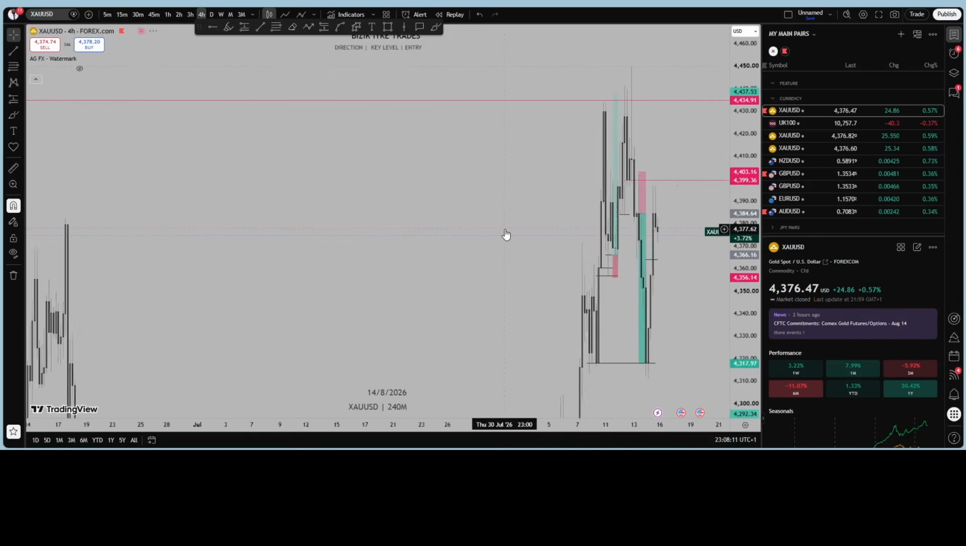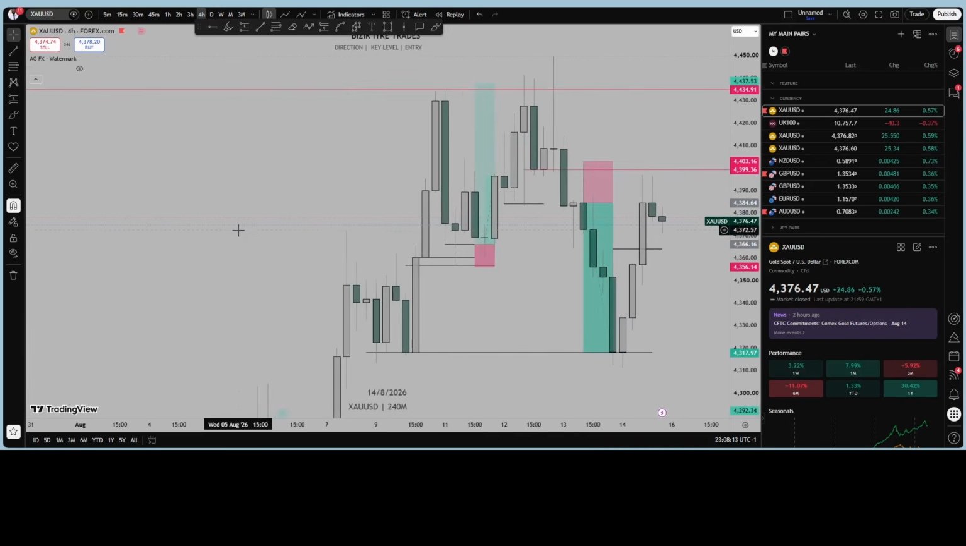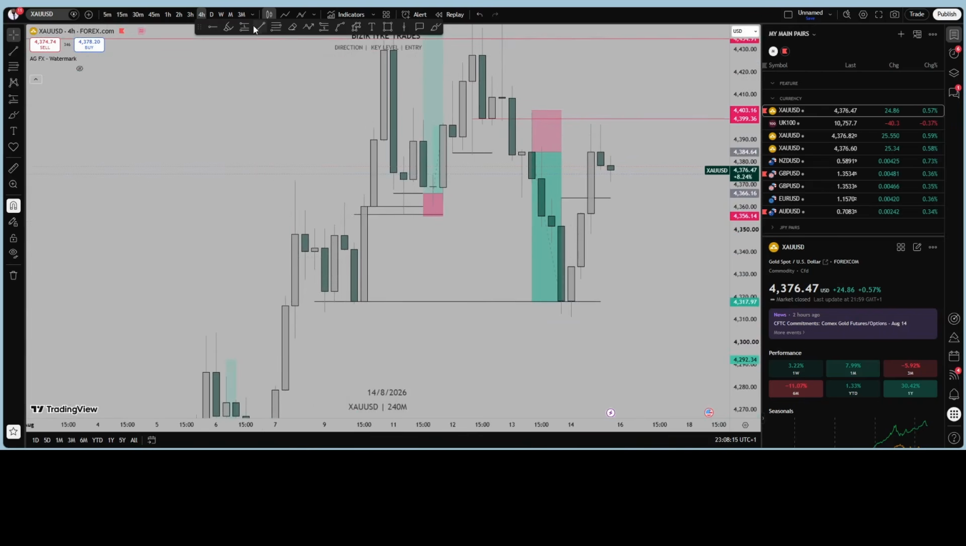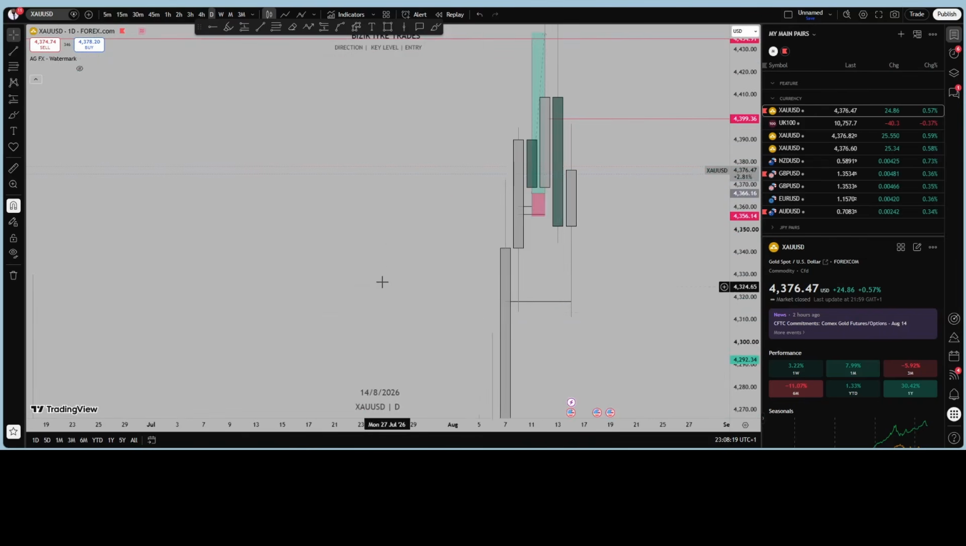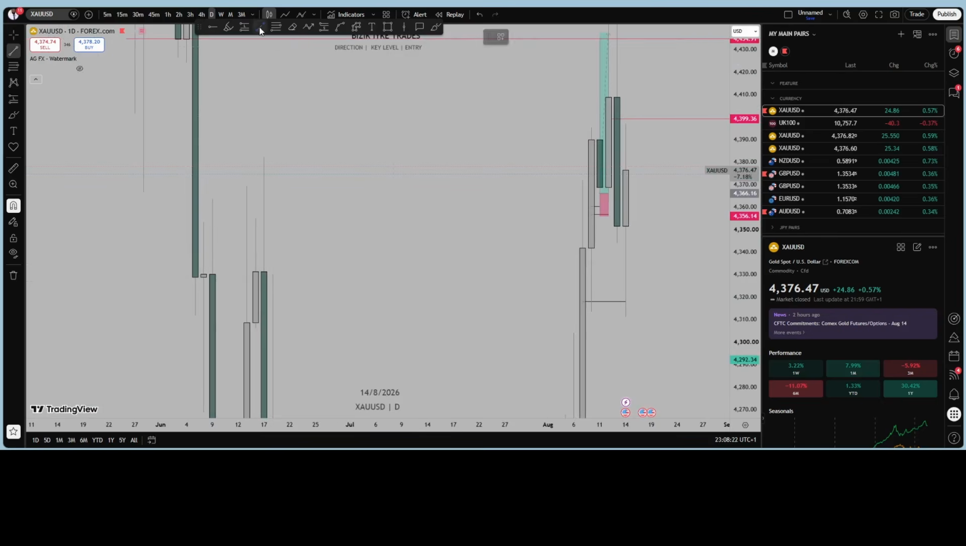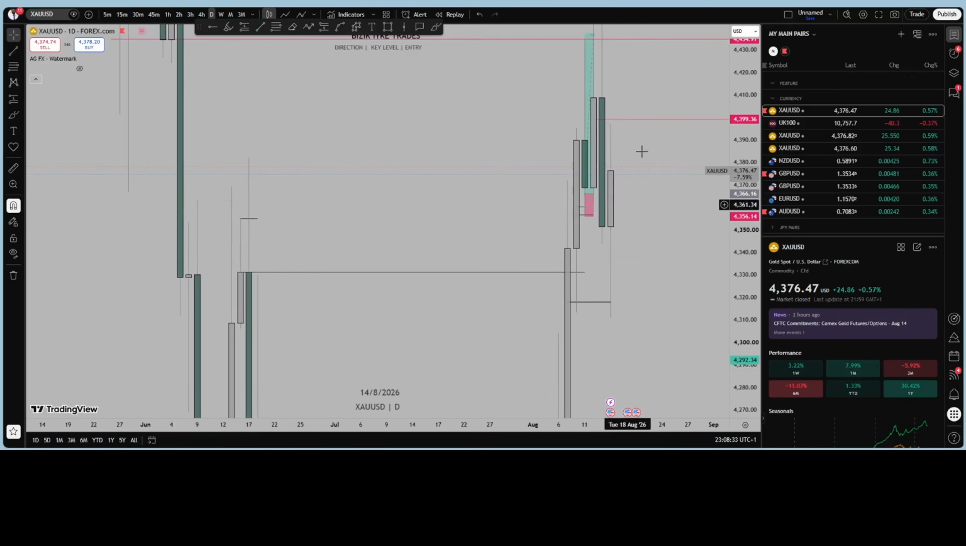Same process, right? Can you see here? We have a nice displacement to the upside. On the daily time frame, we were bullish. You can see here on the daily time frame, it rejected from this point of interest, rejected from this key level. Can you see this key level? These are powerful key levels if you can have some rejection around them. Key levels like this are going to continue moving to the upside, right?